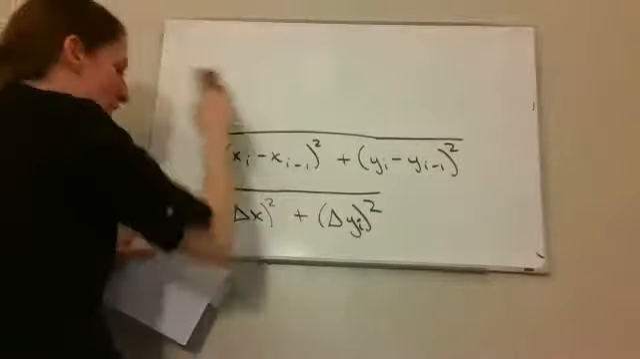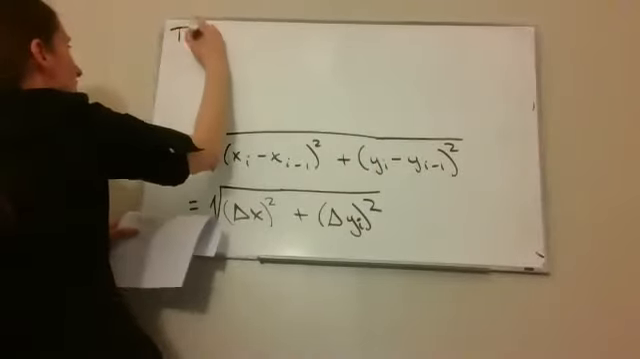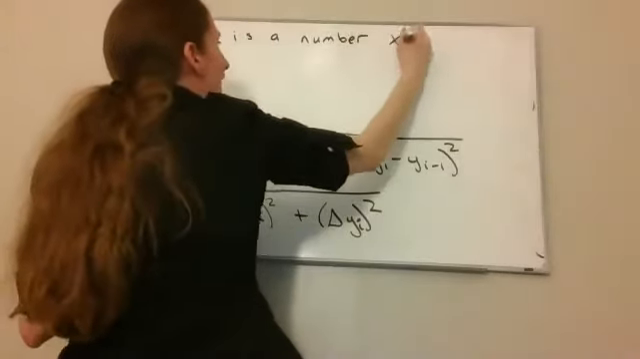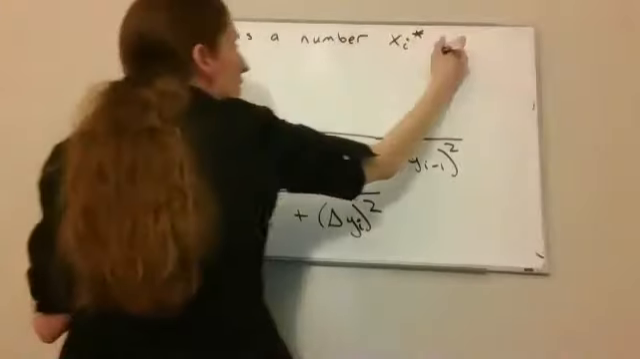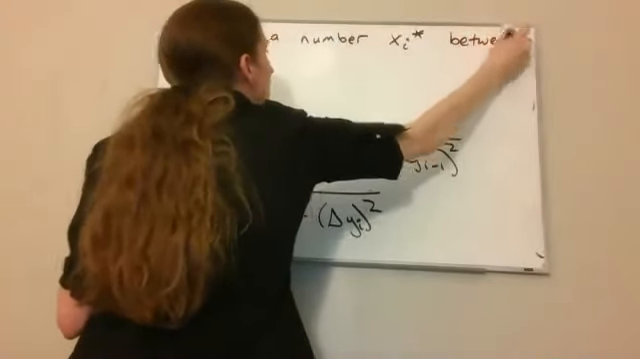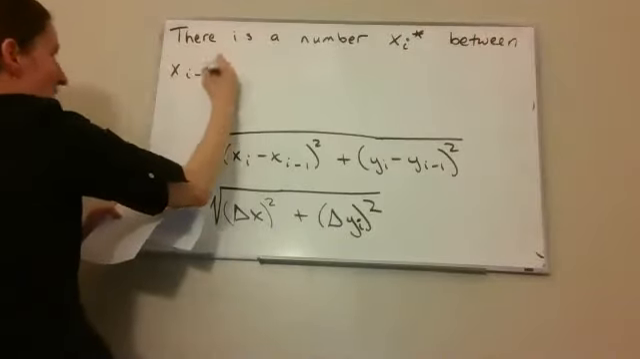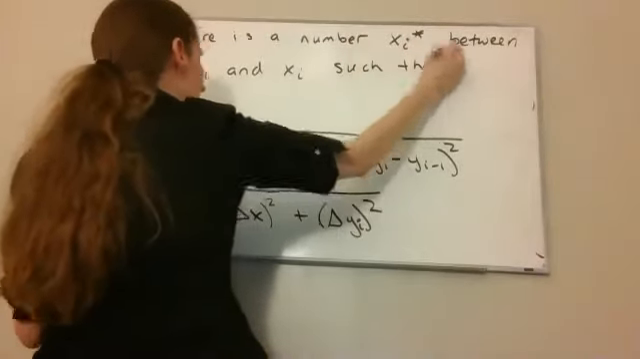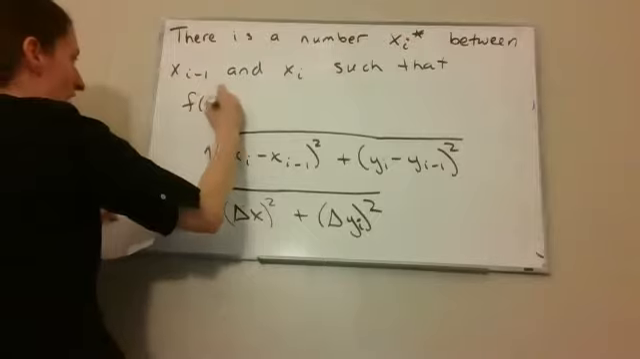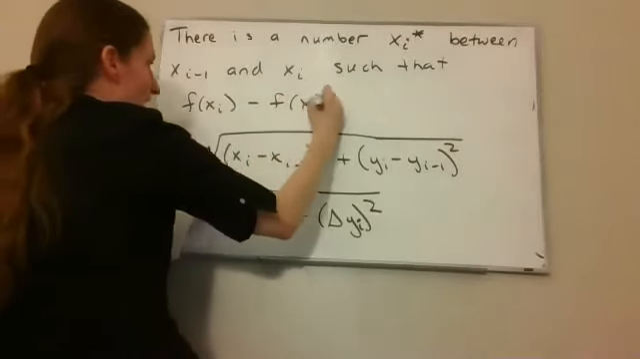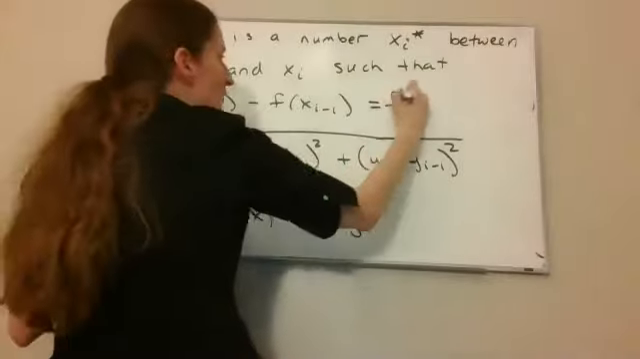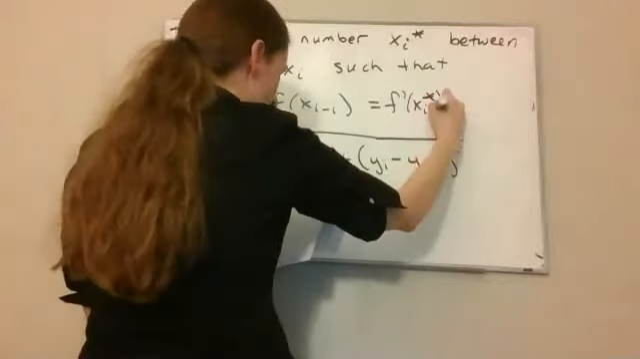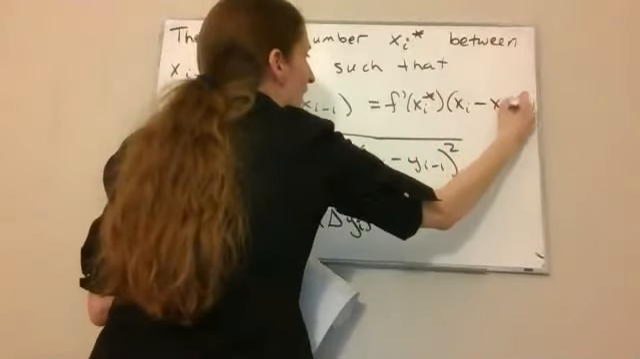Now, there is a number which I'm going to call x i star between x i minus 1 and x i, such that f of x i minus f of x i minus 1 is equal to the derivative of my function at x i star times x i minus x i minus 1.